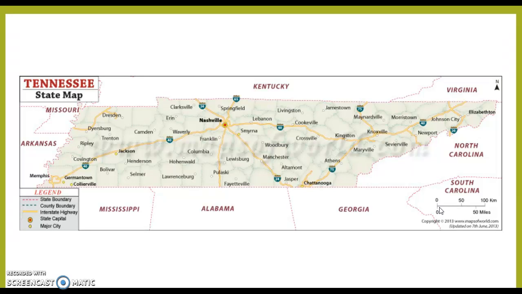So if we had a piece of string or a piece of anything really that we can make small enough to fit this map scale, we could measure how big the state of Tennessee is in miles, because from here to here is 50 miles. So if we had a piece of something that we could measure with, we could take it and go from here all the way to the end of Tennessee and see how long it was.